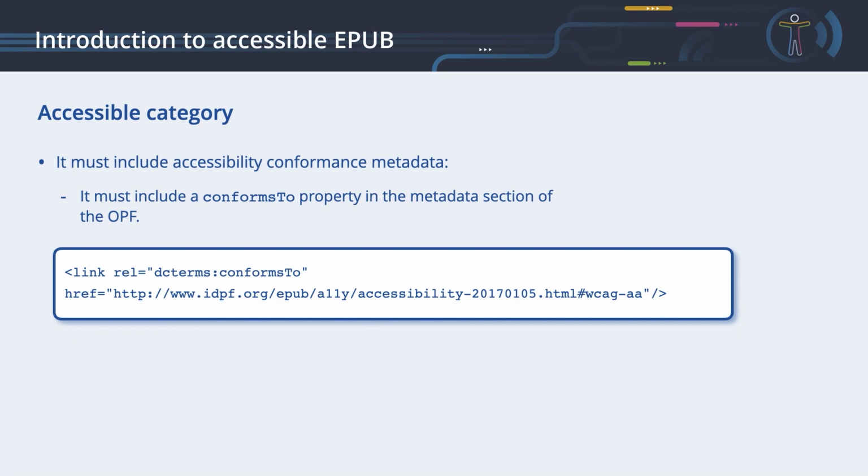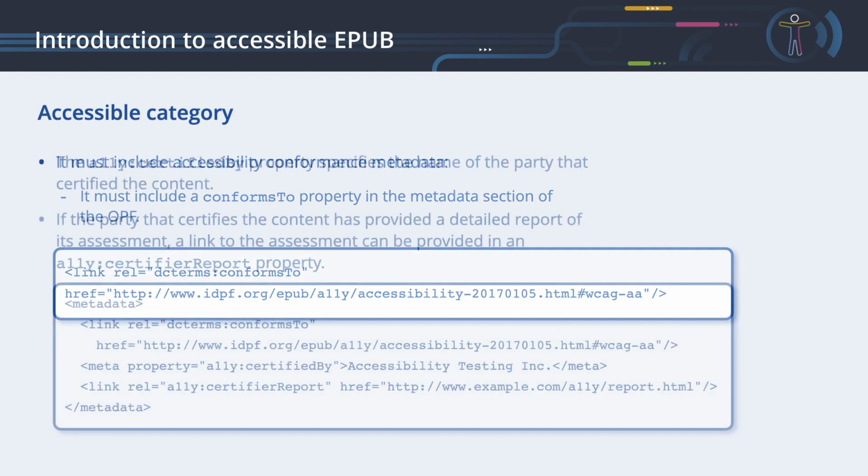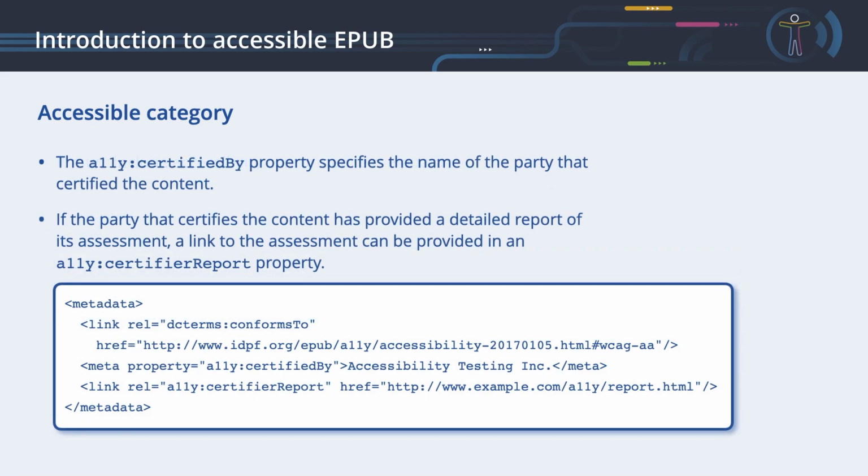To indicate that an EPUB conforms to the accessibility requirements, it must include a conforms to property in the metadata section of the OPF. The extensions WCAG-A, WCAG-AA, and WCAG-AAA indicate WCAG levels of compliance A, AA, and AAA. The A11Y: certified by property specifies the name of the party that certified the content.